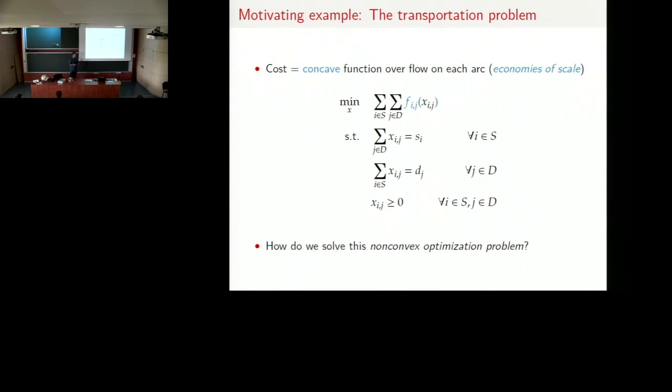So now let's imagine that we have a concave objective function for each one of the arcs. What this would correspond to is an economy of scale. As I use more of an arc, my unit cost will drop correspondingly. So now this is not something I can easily write for you as a linear optimization problem. In particular, we have this nonconvex objective function. How do we think about solving this?